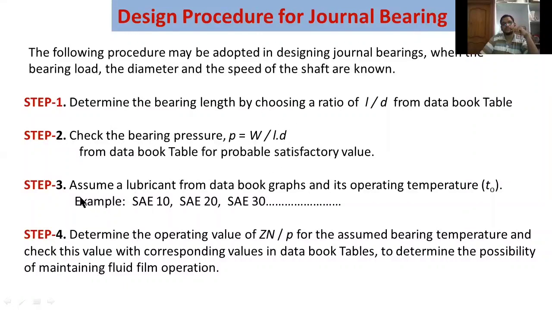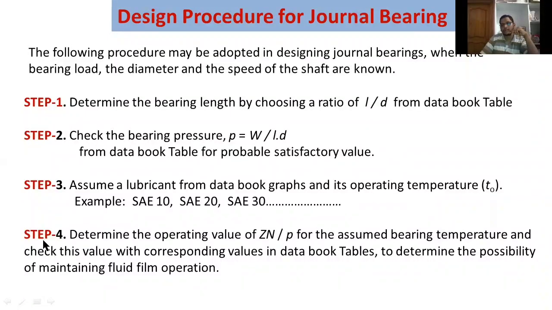Now in step number three, you have to select a suitable type of lubricant for the journal bearing. Examples of lubricants are SAE 10, SAE 20, SAE 30. These are the types of lubricants used in journal bearings.